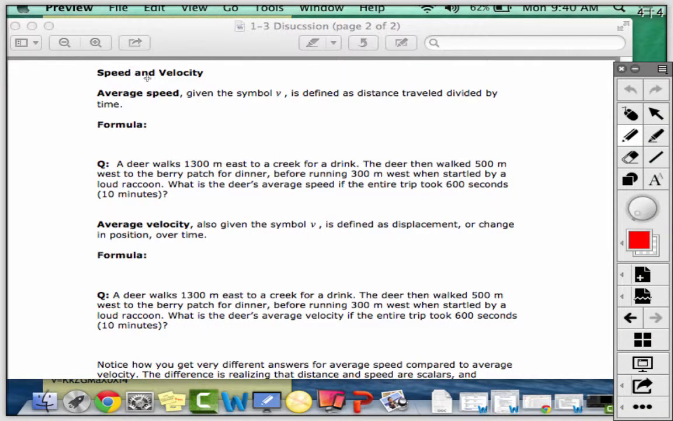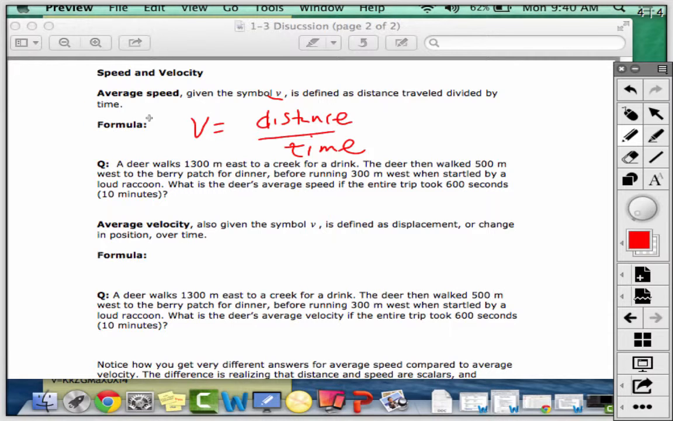The average speed can be given by the symbol v. Sometimes I see s. It just depends on what source you're looking at. But the formula for it is v equals distance divided by time. Okay? That is the formula.